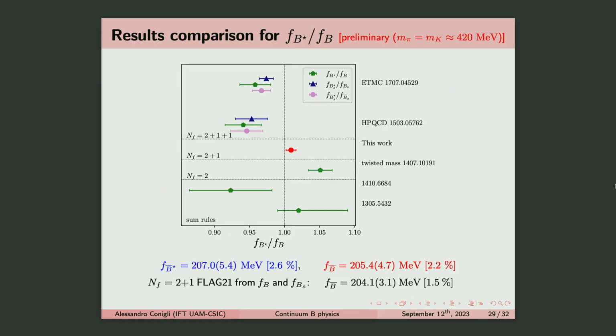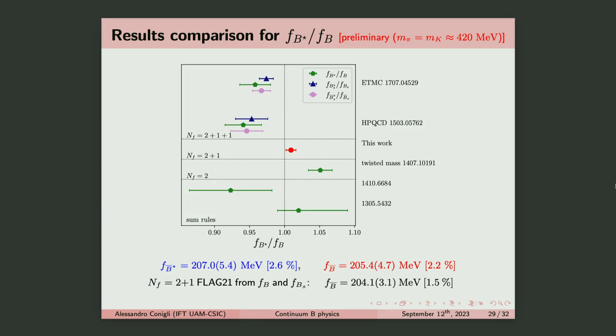So finally, to conclude, I want to show you this very scary plot, which is a comparison plot between different determinations of the ratio between FB star and FB. What I'm showing you with this green pentagon is the ratio between FB star over FB, with the blue triangle between FBS star over FBS, and finally, in circle, the quantity that we computed, so the ratio of the flavor average combination between FBS and FB. And this is our result, and now it compares with other determinations.